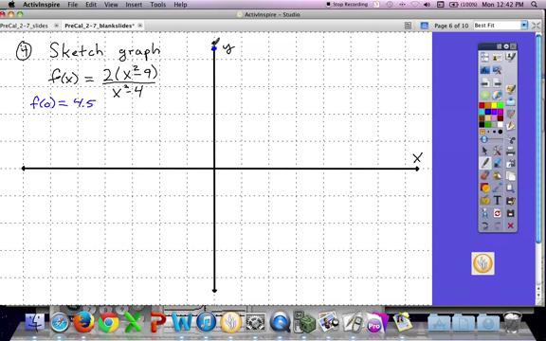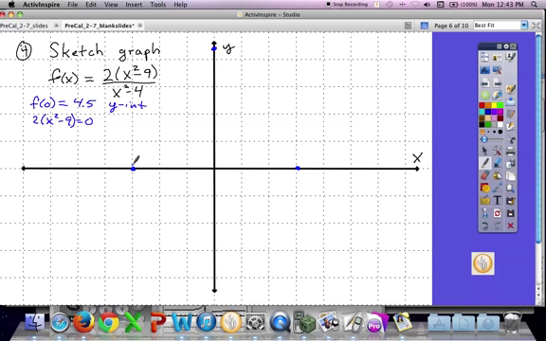Okay, how about the zeros of the numerator? Right? The zeros of the numerator are the zeros of the function. So 2 times x squared minus 9 equals 0. X squared minus 9 is x plus 3 times x minus 3. So what are the zeros? 3 and negative 3. Right? So your zeros are 3 and negative 3.